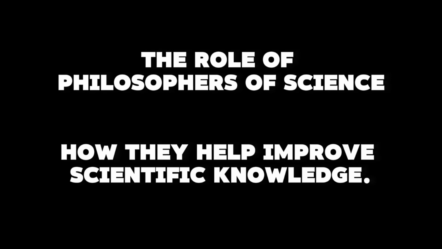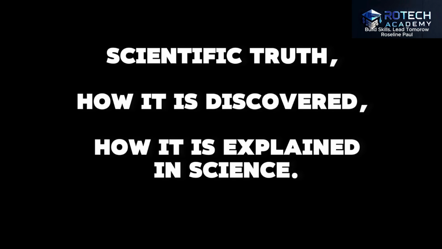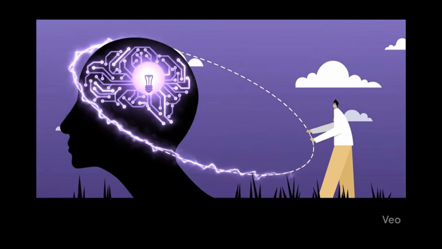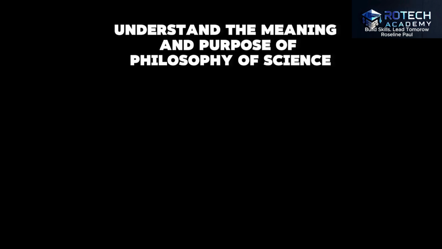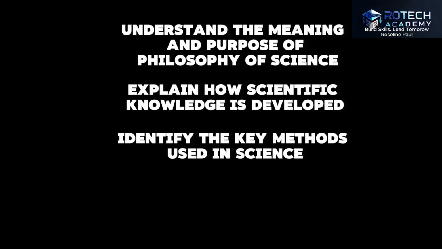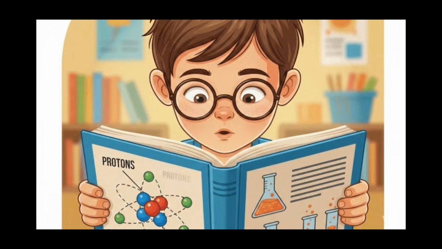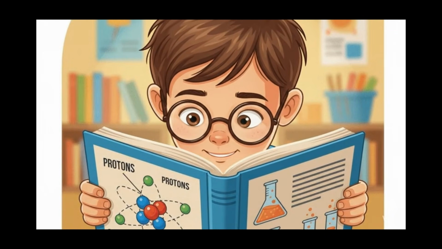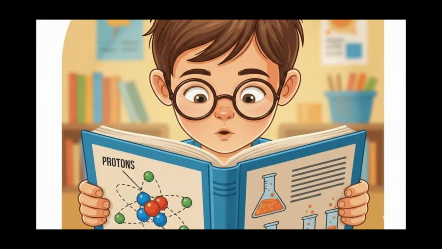You will also learn about the role of philosophers of science and how they help improve scientific knowledge. In addition, we will examine scientific truth, how it is discovered, and how it is explained in science. By the end of this section, you will be able to understand the meaning and purpose of philosophy of science, explain how scientific knowledge is developed, identify the key methods used in science, and understand the relationship between science and truth. This knowledge will help you think more critically, understand scientific ideas better, and apply scientific reasoning in everyday life.